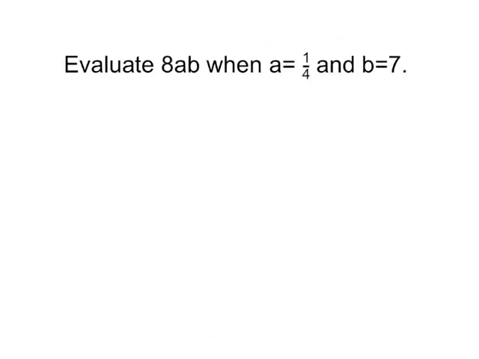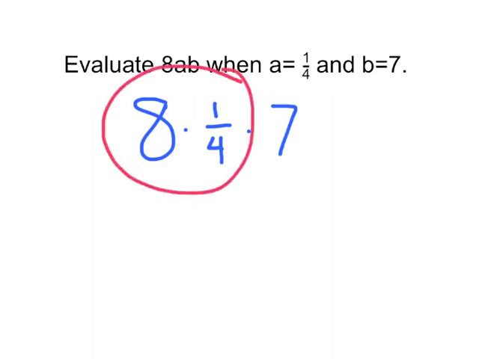Our last one. Evaluate 8AB when A is a quarter and B is 7. First step, go ahead and substitute everything in. So we got 8 times A is 1/4, times B, and B is 7. All of it is multiplication. So I'm going to multiply 8 times 1/4. 8 over 1 times 1 over 4 is 8 over 4 times 7.